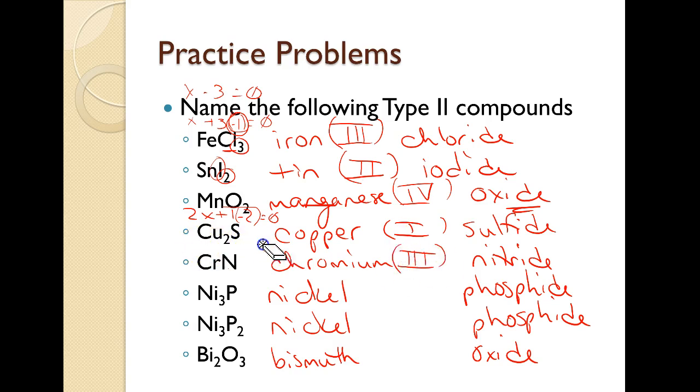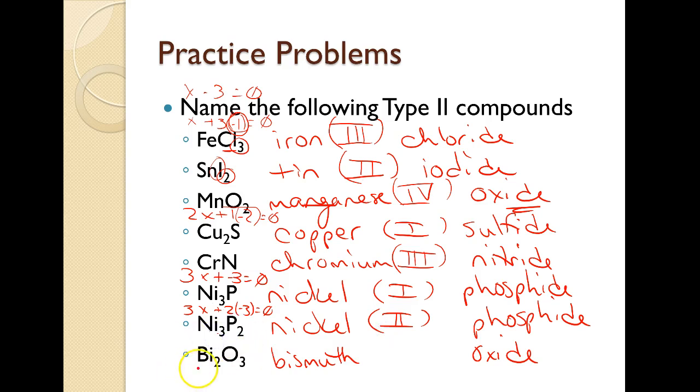Well, what happened here? How come they don't have any numbers at all? Well, if you think about it, it kind of makes sense. 3 plus, 3 minus, when I drop and swap, they both have 3's, and they both simplify down to 1. So you can watch out for that, but you have to be real careful with it. For the nickel, I don't know what it is. X times 3 added to the phosphorus adds up to 0. It is nickel 1 phosphide. For this one, I have 3x plus 2 times negative 3 equals 0. I have 3x minus 6 equals 0. It's nickel 2.